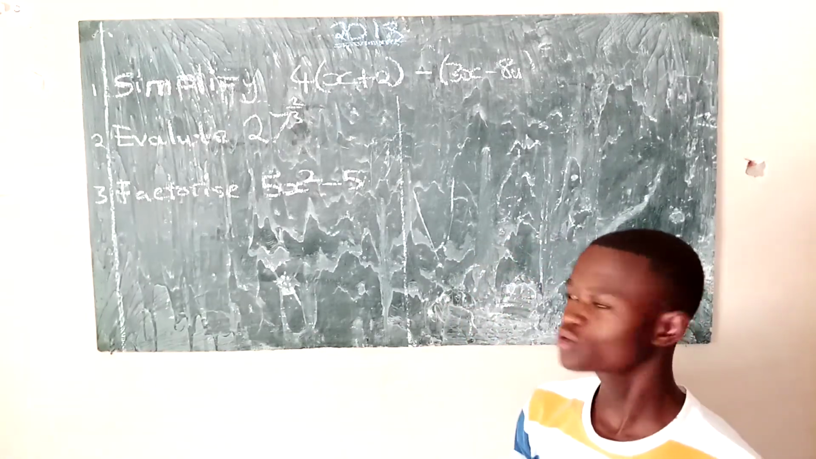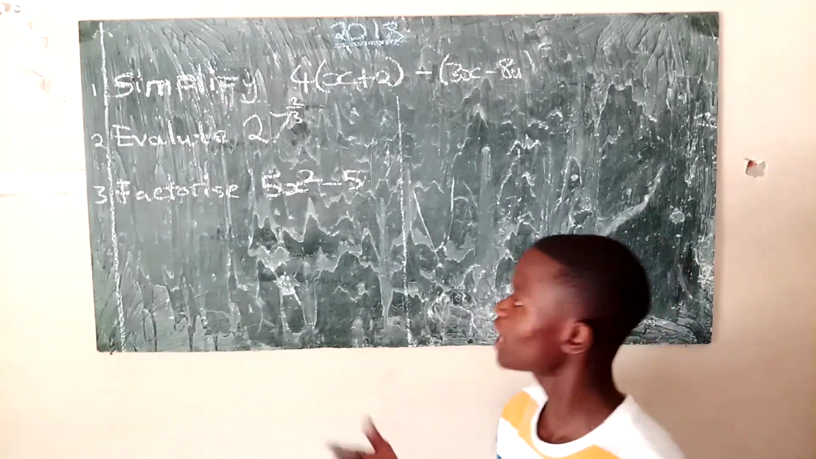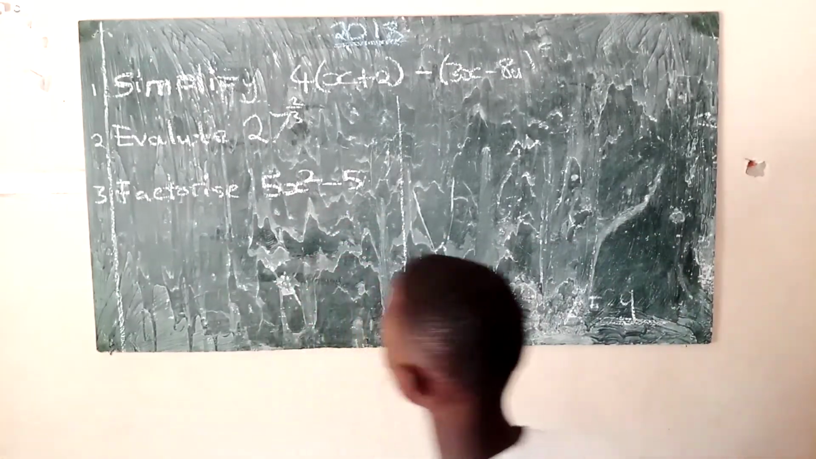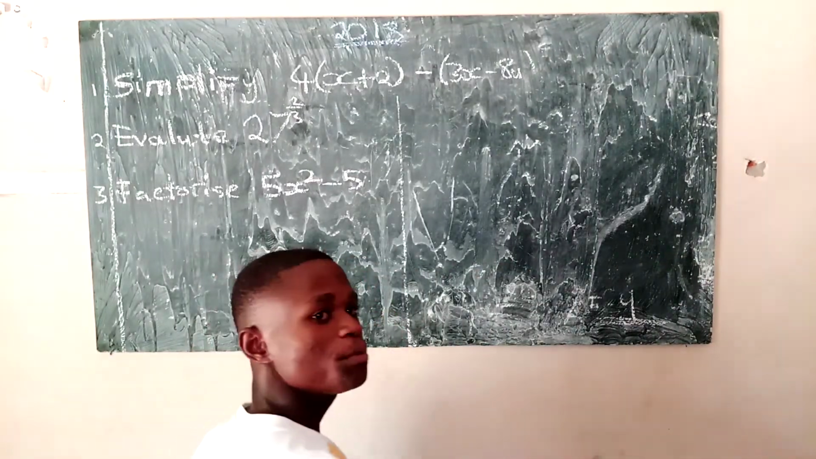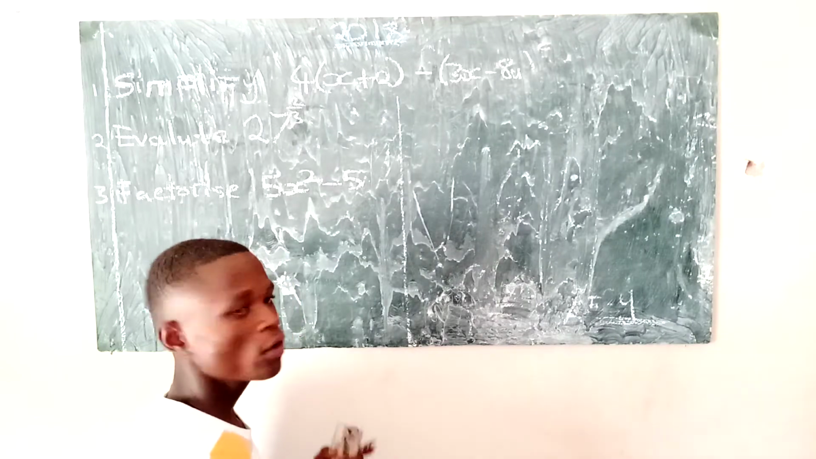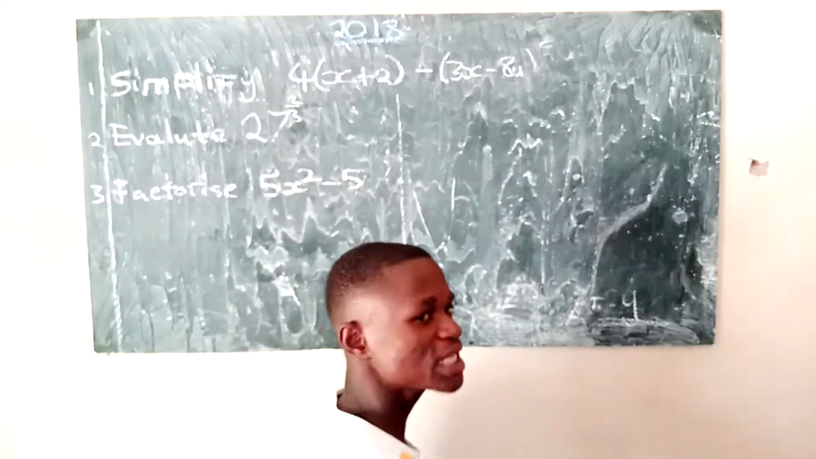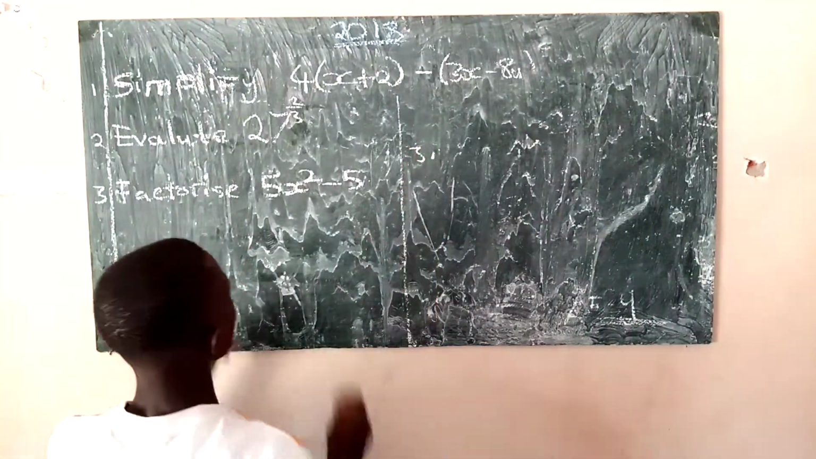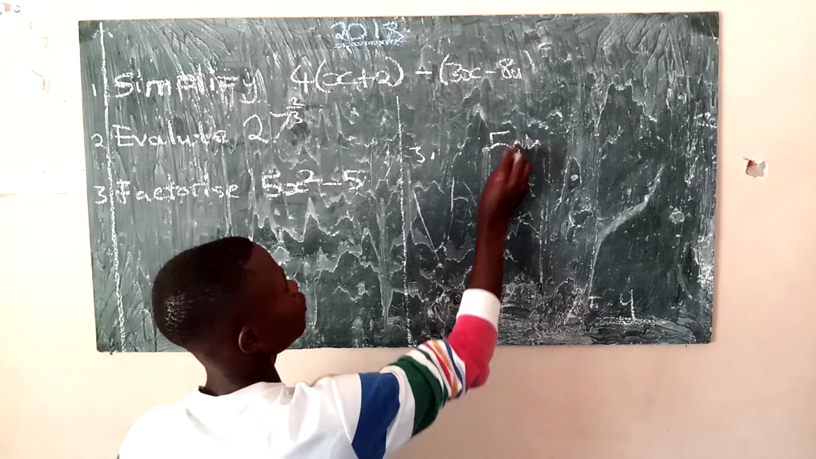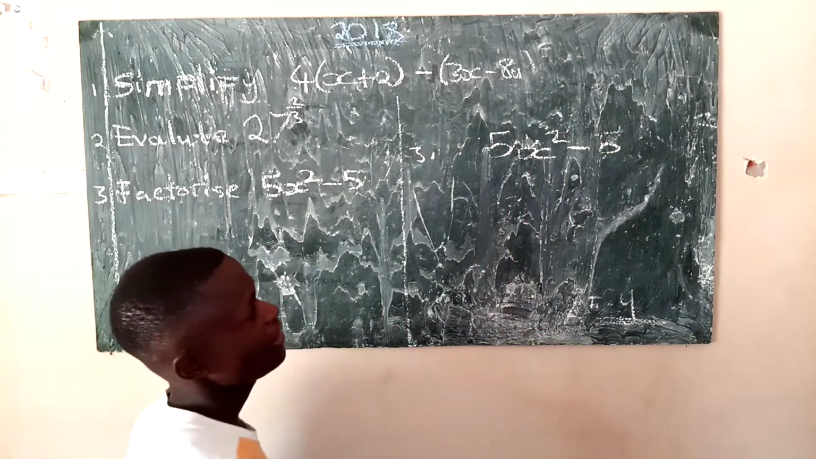To factorize is to get a common factor which is in the expression. You factorize it, you make it simple so that everyone can understand it, so that when you redistribute again, it will give you the original expression. So when we distribute again, it will bring us to the original expression, which is 5x squared minus 5.